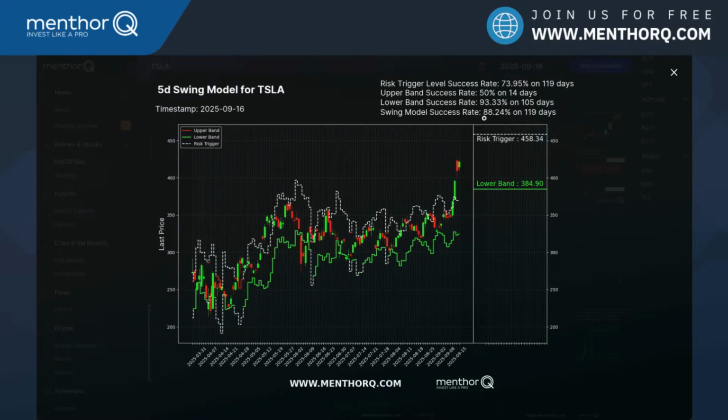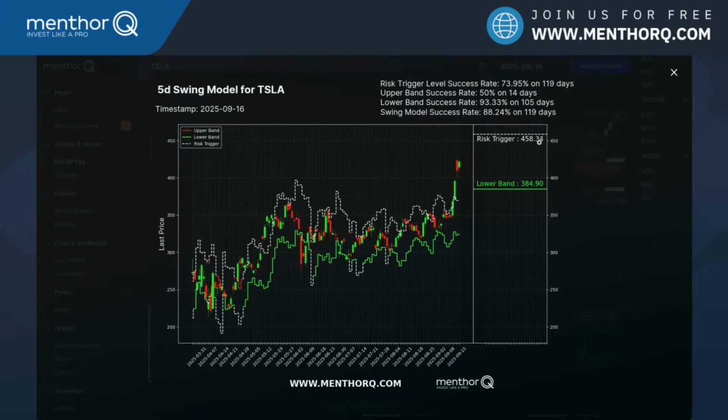So you can see the backtesting. You can see that over the past 119 days, if you were to sell premium below the lower band level, you would have been right in 88% of the cases. If you sell above the risk trigger, again, the risk trigger was respected in 74% of the cases over the past 119 days, right? So that's very, very important.